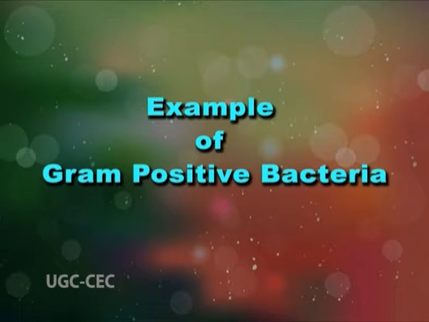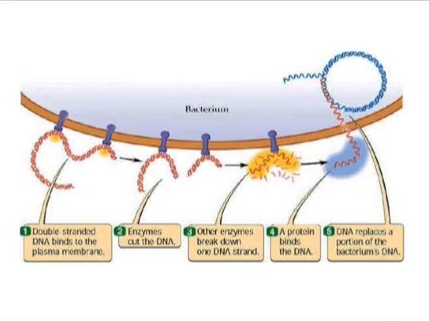Example of gram-positive bacteria. The mechanism of transformation has been extensively studied in Streptococcus pneumoniae. A competent cell binds a double-stranded DNA fragment. If the fragment is greater than 5 × 10^5 Daltons, then the process of binding is random and the donor fragments compete with each other. Uptake of DNA requires energy expenditure.